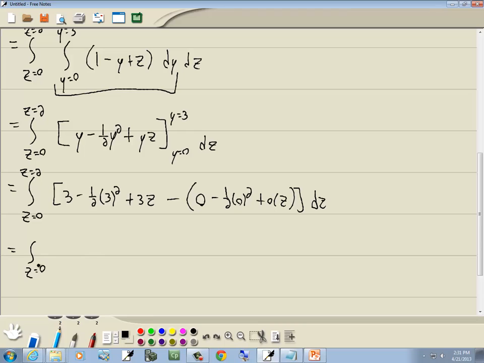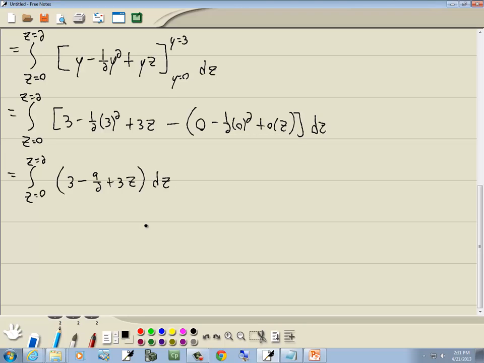which gives us, this 0 drops away, 0 squared times 1/2 drops away, 0 times z drops away, so we're left with this first part. So we've got 3 minus 3 squared is 9 times 1/2 gives us 9/2 plus 3z dz. Let's simplify that a little bit more before we do our last one. You take 3 times 2 is 6, plus a negative 9 gives us negative 3/2 plus 3z dz.